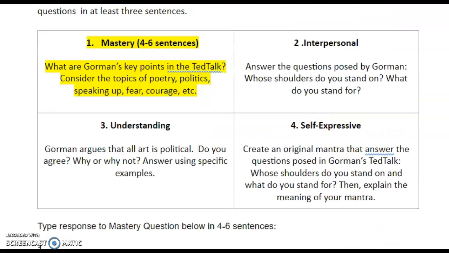So 2 says answer the questions posed by Gorman. Whose shoulders do you stand on and what do you stand for? So in her speech she starts by asking those questions and then talks about her own mantra that she uses to answer that question and how her ancestors have been the shoulders she stands on to help her speak her voice and be a poet. So how would you answer those questions personally?